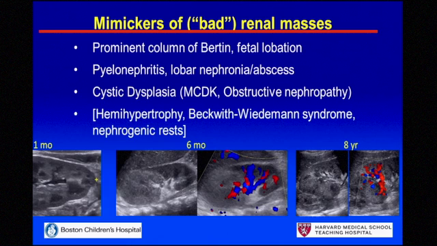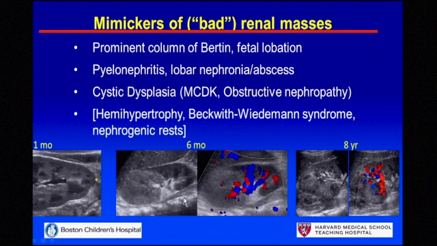So this slide shows some examples of mimickers of so-called renal masses. On the left is a 1-month-old baby where you can see normal fetal lobation, as we saw in those pathology specimens on the prior slide. The contour has some lumps. There's a hypoechoic medullary pyramid, not a mass or dilated calyx. This is a perfectly normal 1-month-old.